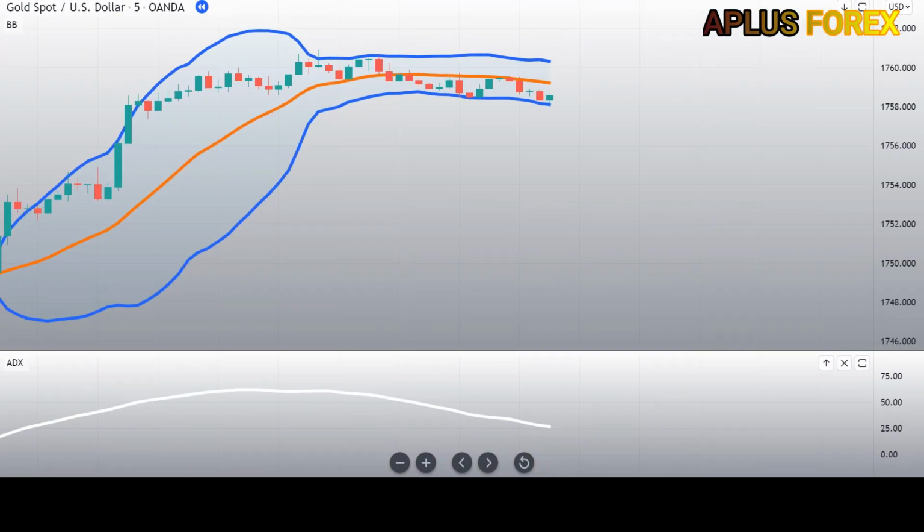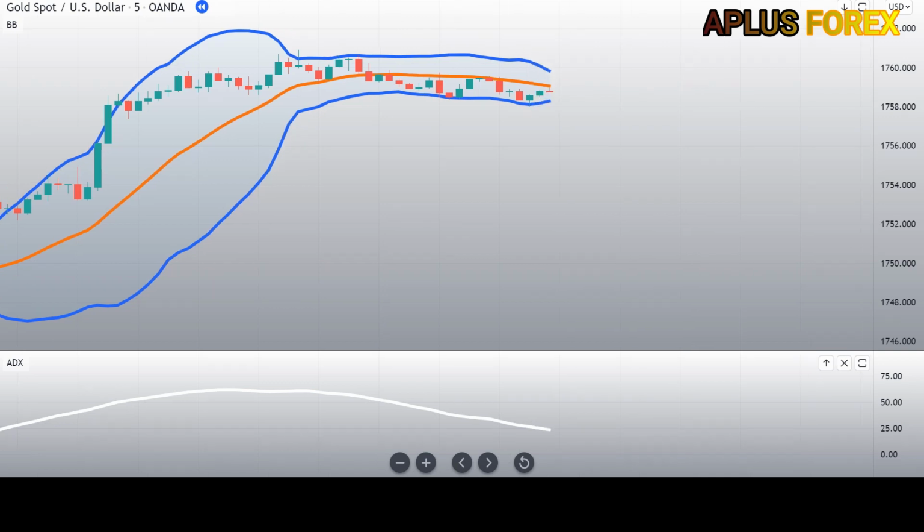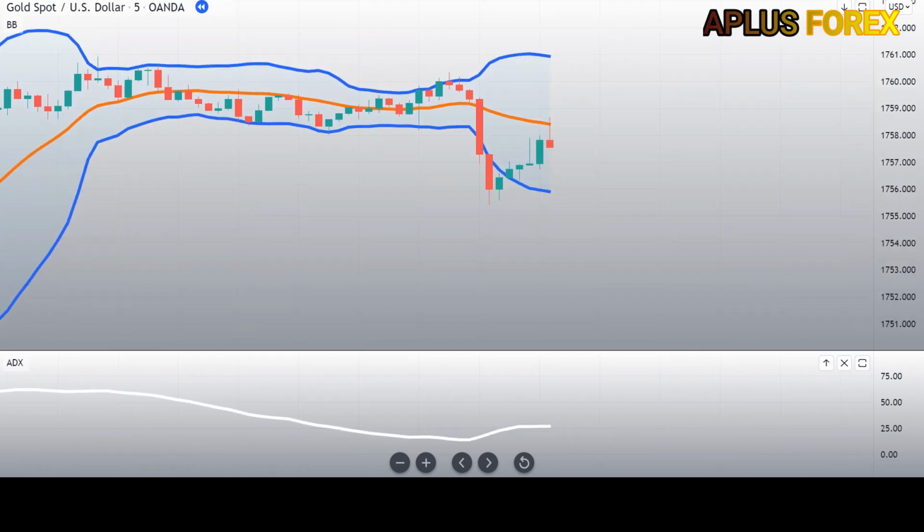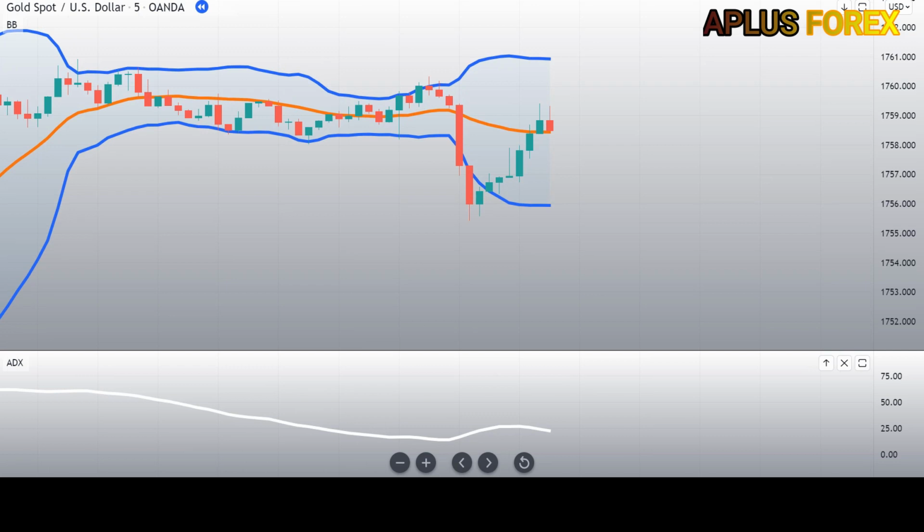You can watch my video on the ADX indicator through the link in the description below to understand more about it. When ADX rises from below 25 to above 25, price is strong enough to continue in the direction of the breakout. Expanding volume on a breakout is a sign that traders are voting with their money that the price will continue to move in a breakout direction.